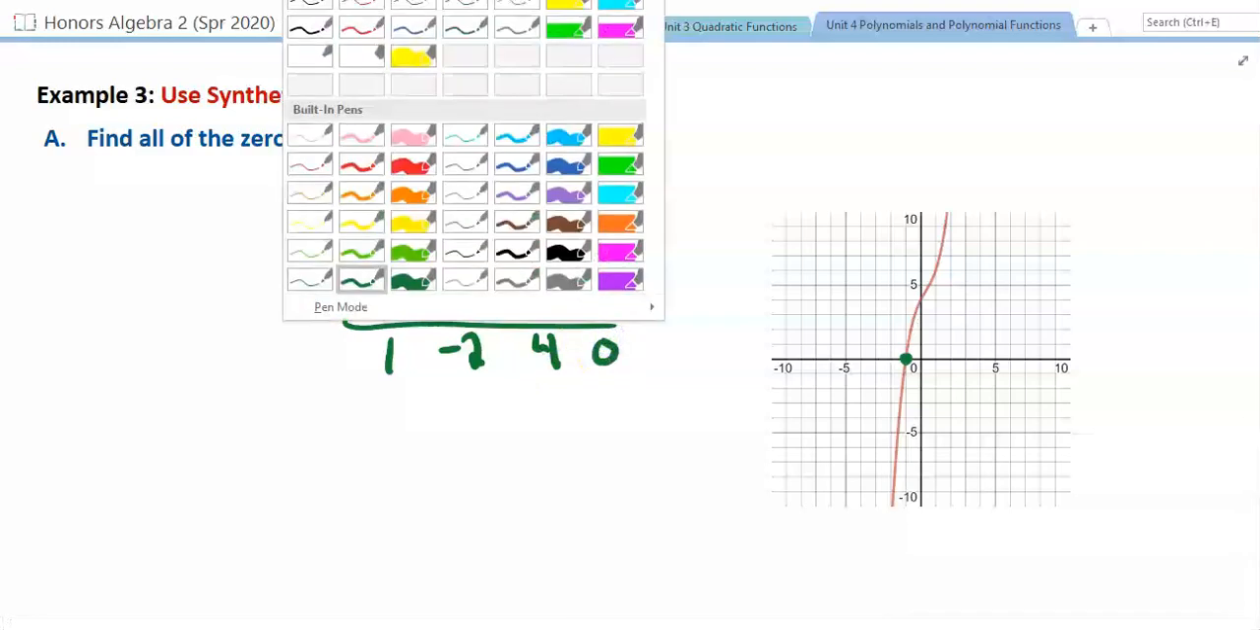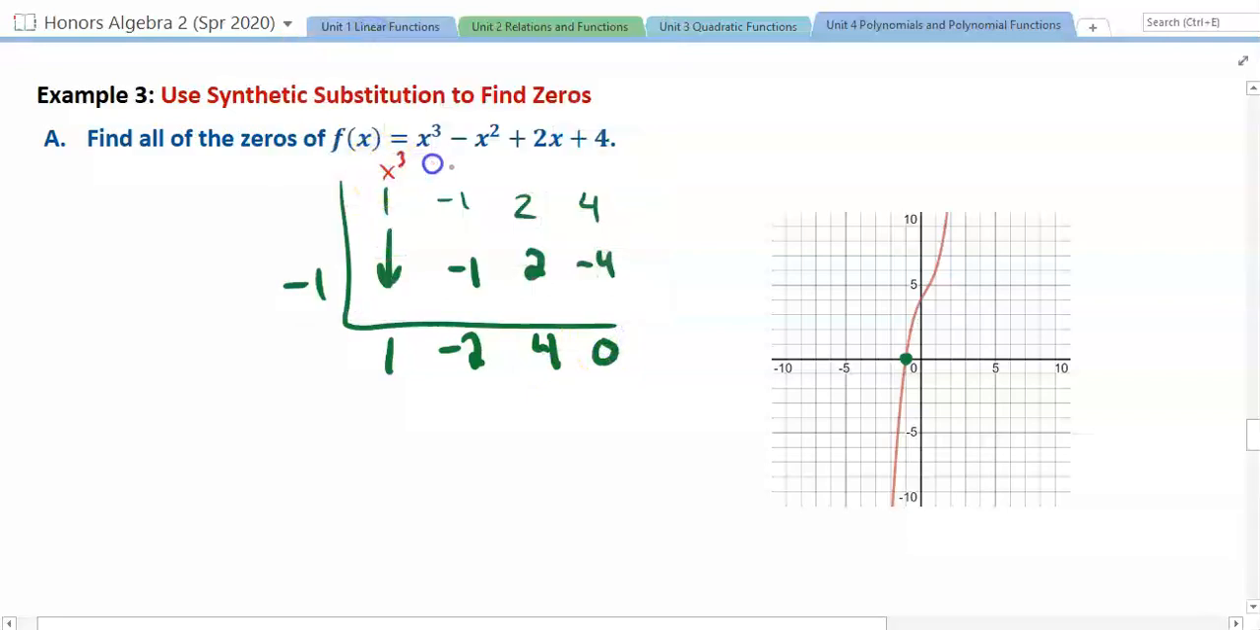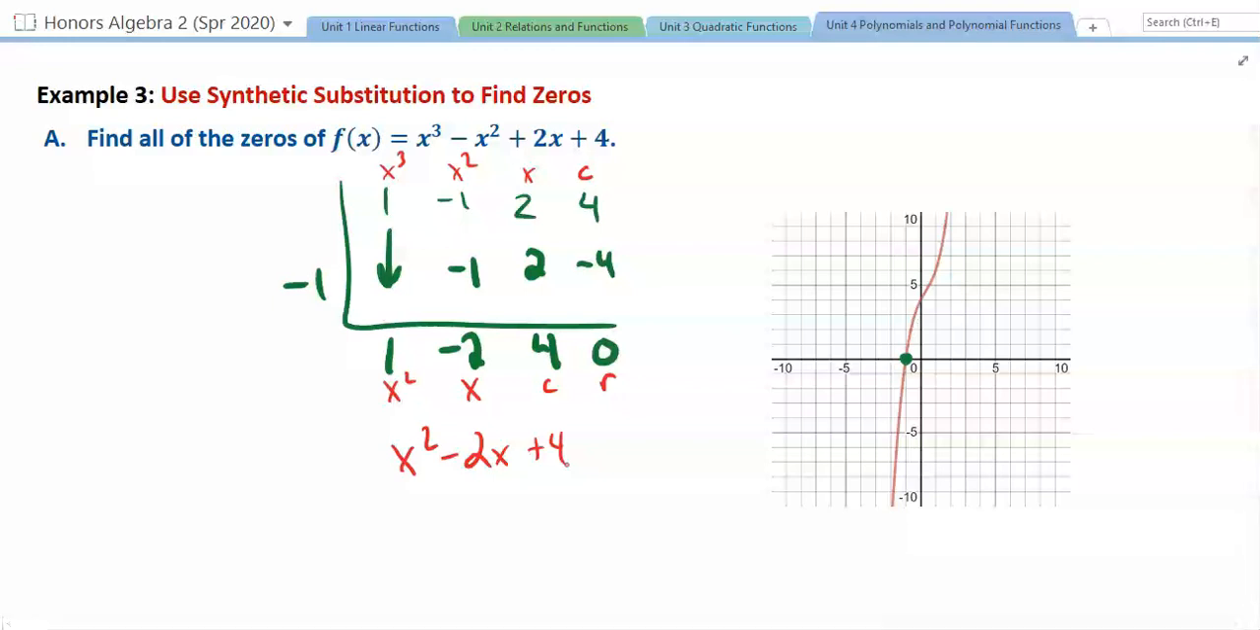And so remember that our powers go down, right? So this is x to the third, x squared, x, and our constant. So this is our x squared, x, constant, and remainder. And so this comes out to x squared minus 2x plus 4. And so now we need to deal with a method to get our zeros that are not real, because this is the only place we have a real zero, right?